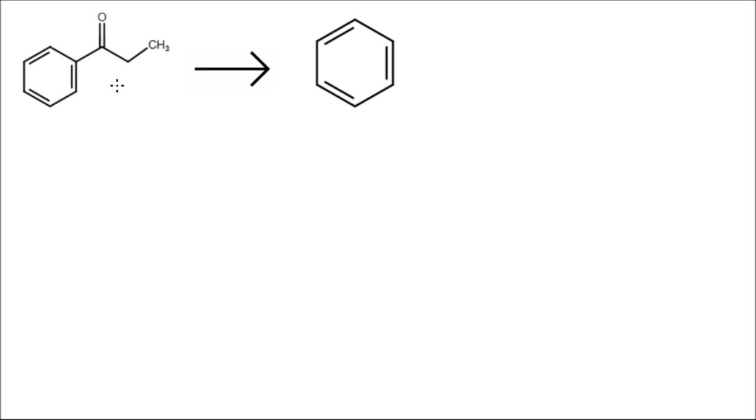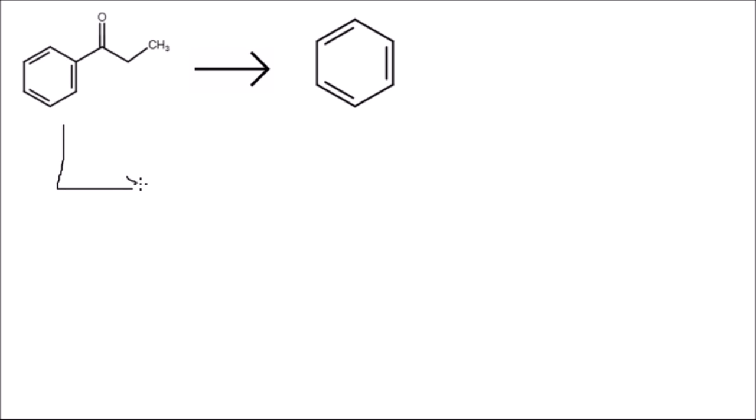Okay, so the first thing that we need to do is remove this carbonyl group. And there are actually multiple ways to do that, 3 ways. Either we can use the Clemmensen reduction, which involves an acidic environment, or we can use the Wolff-Kishner reaction, or we can use a simple hydrogenation, which is neutral.